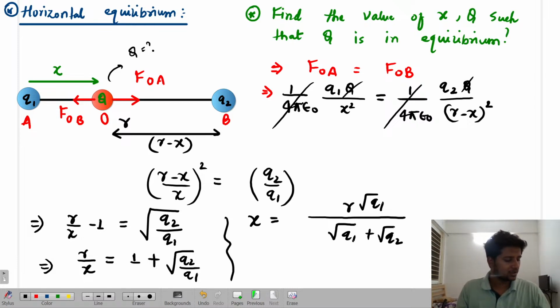Can you solve it? Can you tell me what should be the value of capital Q such that the system must remain in equilibrium? Okay, it's easy peasy.